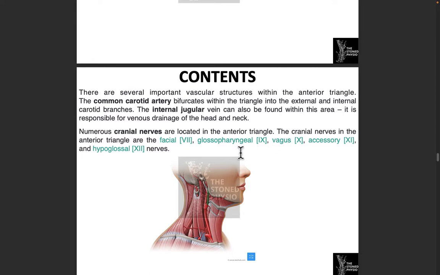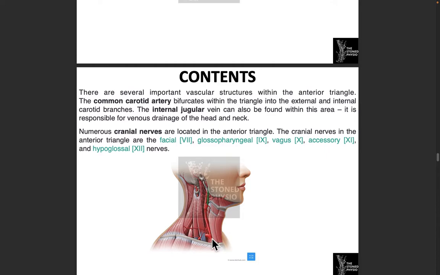But just remember, we have got some set of cranial nerves which we have to talk about if we are talking about the content of the anterior triangle. So we have got the facial nerve, that is the cranial nerve 7, the 9, that is the glossopharyngeal, vagus, accessory, and the hypoglossal. We have got these 5 set of cranial nerves.